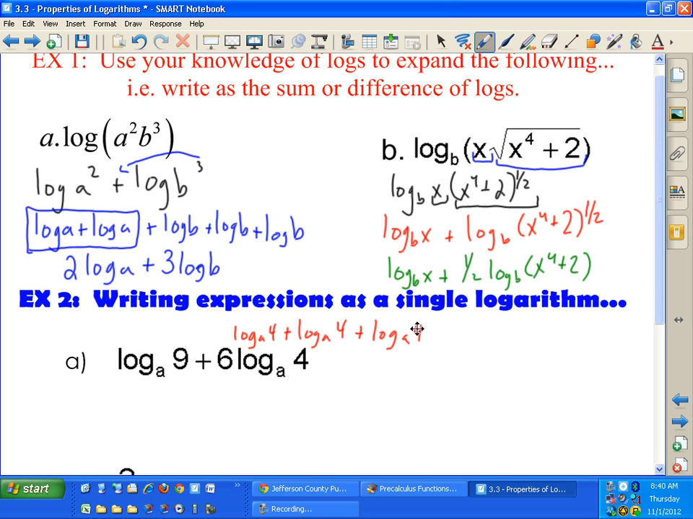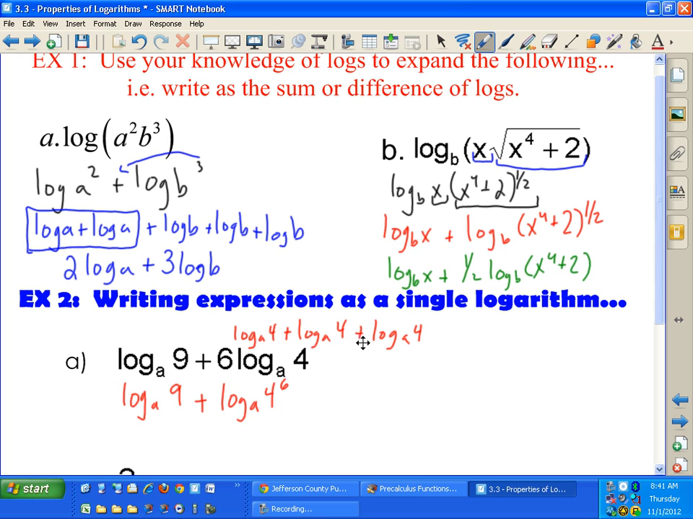That's what we talked about in the expanding ones. So those guys are really being multiplied together. So that's the same as taking 4 to the 6th power. So the first move that I would do to put these back together, to write it as a single logarithm, is I would write this as log base a of 4 to the 6th power. Put the power up because that's what's happening here.